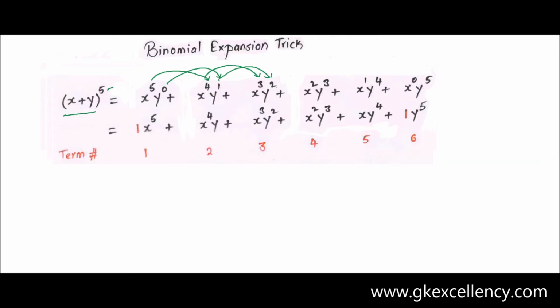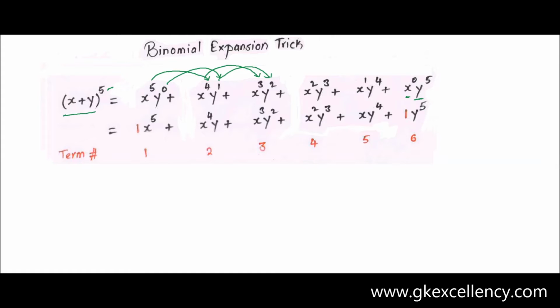I'll continue this way till I get the highest power of y as 5 and the lowest power of x as 0. The moment you reach x lowest and y highest, you stop there. Okay, so that's step number 1. What's my step number 2? I'm going to simplify my step number 1.